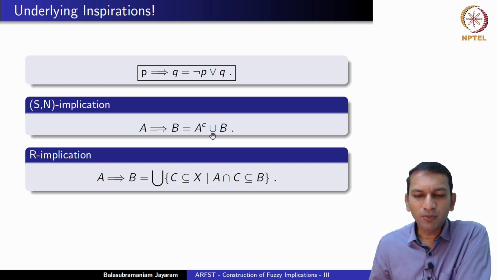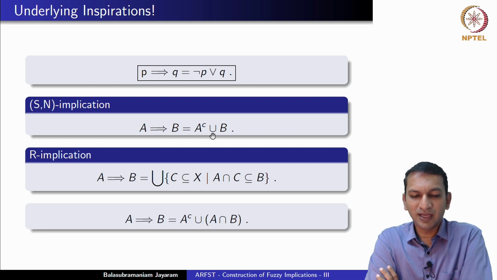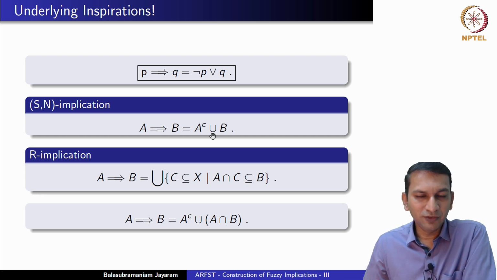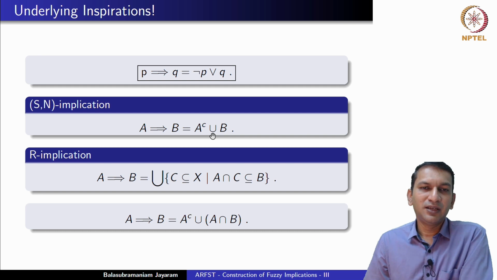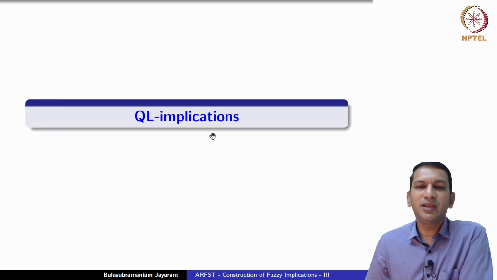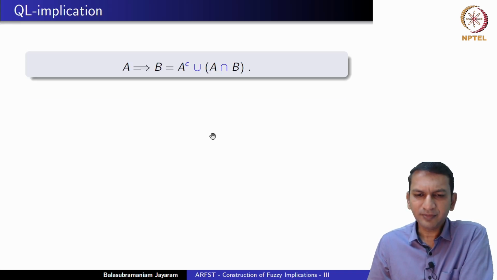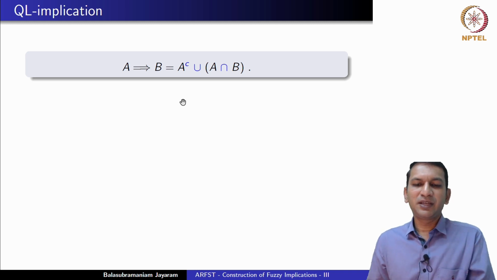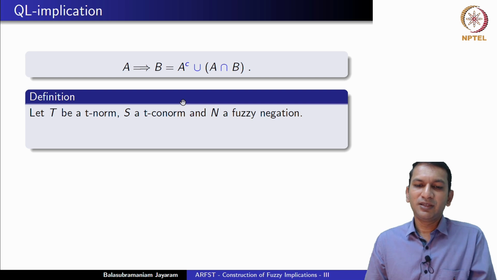This formula can also be equivalently written like this, as A complement union (A intersection B). Now, this formed the inspiration for another class of implications, at least in the fuzzy logic framework. It is called the QL implication. Of course, these are generalizations coming from implications which are used in quantum logic. So now you see here, there are three different operations involved: the complement, union, and the intersection, which are typically generalized in the form of negation, T-conorm, and a T-norm respectively.